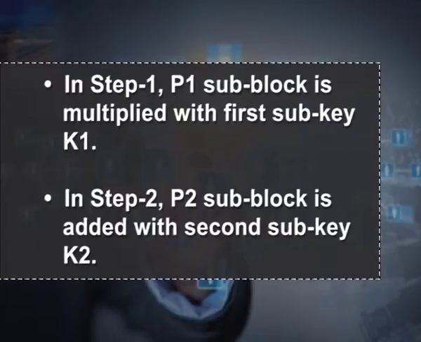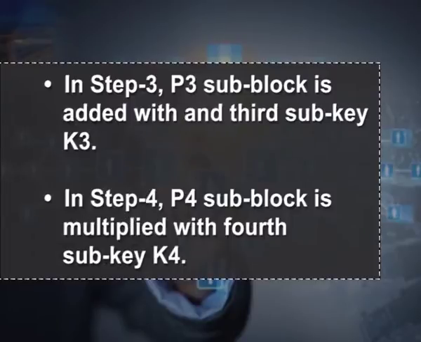As we know, there are 8 rounds in IDEA, and each round consists of the same series of operations which are arranged in 14 steps. These operations include multiplication, addition or XOR. In step 1, the P1 subblock is multiplied with the first subkey K1. In step 2, the P2 subblock is added with the second subkey K2. In step 3, the P3 subblock is added with the third subkey K3.